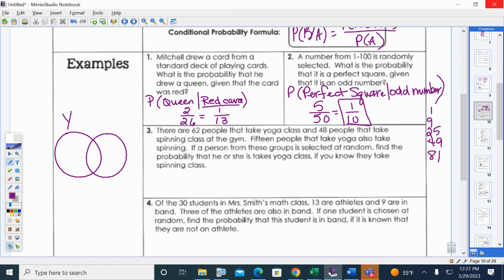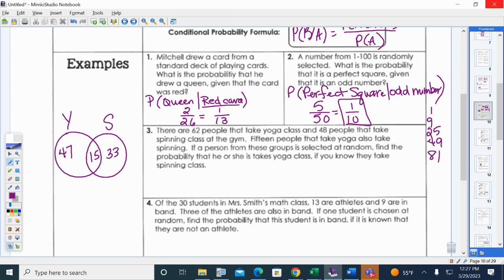And I've got yoga and I've got spinning, right? And it tells me here that there are 62 people that are taking yoga, 48 people that are taking spinning, 15 people that do both. So 15 is going to go in that little section that's overlapping. And then if there are 62 people that take yoga, 62 minus the 15 is going to give me 47 of those are just doing yoga. And then for the spinning class, it said that there are 48 people that are taking spinning. If I subtract off that 15, that leaves me with 33 that are just doing the spinning.